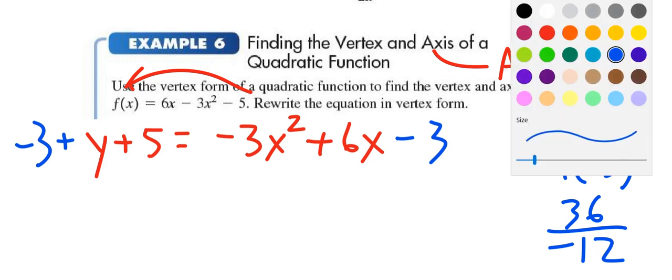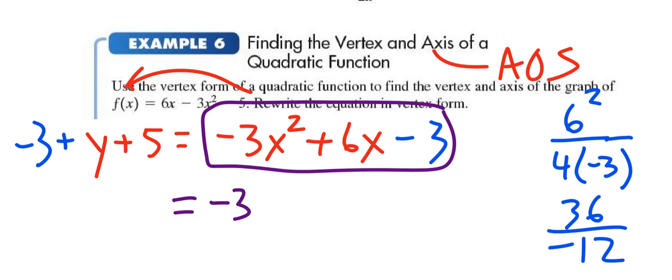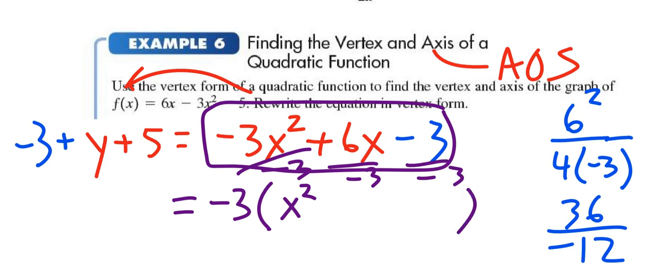What should we pull out of these three terms? Negative 3. Remember, it's whatever is in front of the squared term. Whatever's in front of the squared term is what you're going to pull out. Okay, folks, we're dividing everything by negative 3. When we divide by negative 3, what's left? X squared minus 2x plus 1. On the other side, we have y plus what? 2. Alright?